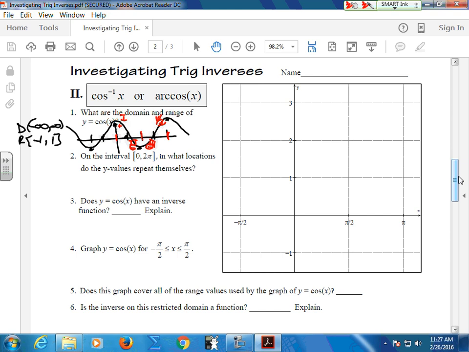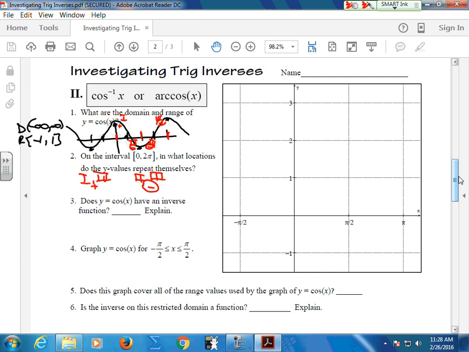So which two quadrants is y positive? 1 and 4. Everybody agree? Which two quadrants is y negative? 2 and 3. Okay, so good so far? Now, it's going to say the same thing as we just said.